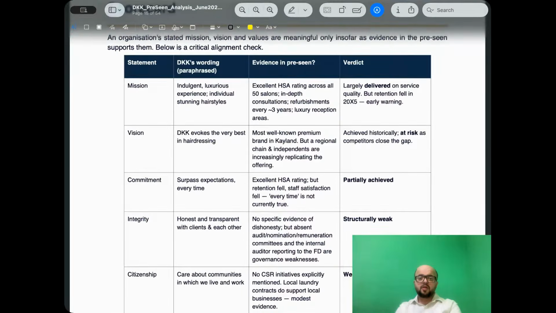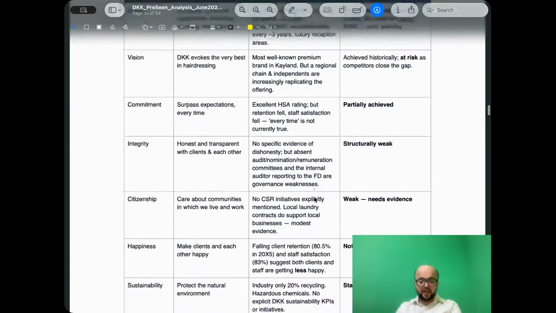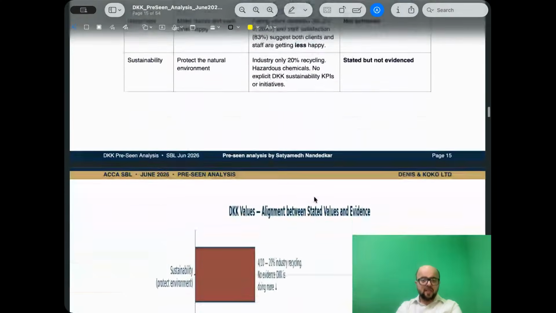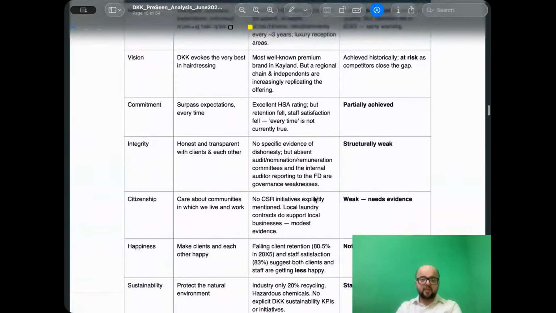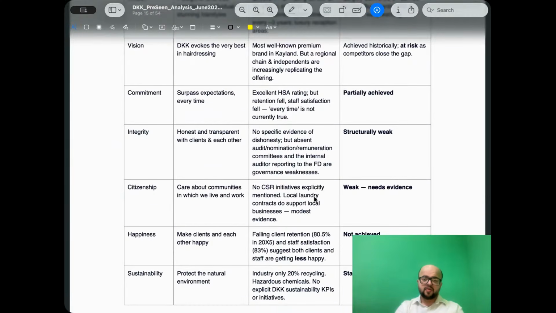What are some of the values? Commitment, integrity, citizenship, happiness, and sustainability. ठीक है, commitment means surpassing expectations every time. You have excellent HSA ratings, but retention fell, customer retention fell, staff satisfaction fell. Every time is not currently true. That every time you are surpassing expectations, this is not the case.